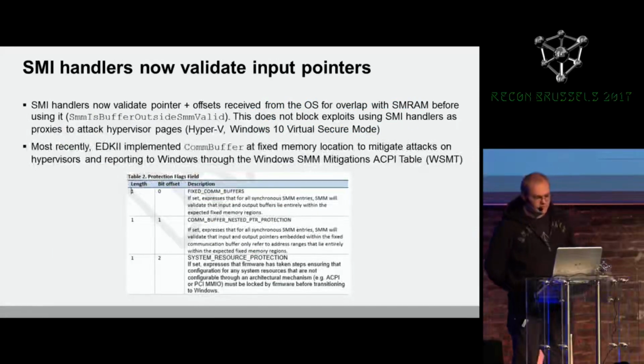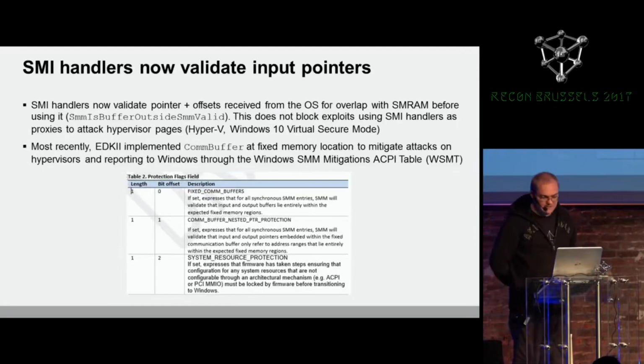So how did the community and vendors react to this, and how did we fix it? There is a protection, which I already mentioned, to check that the address is not pointing to SMRAM, through the function SmmIsBufferOutsideSmmValid. It fixes the problem with the firmware, but it doesn't fix the problem with the hypervisor and the bypass privilege escalation to the hypervisor.